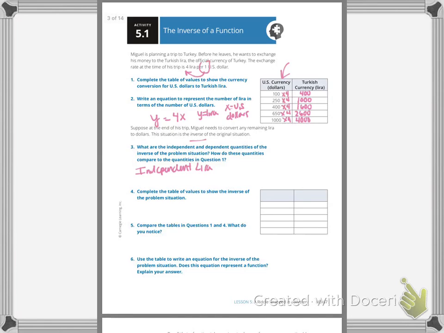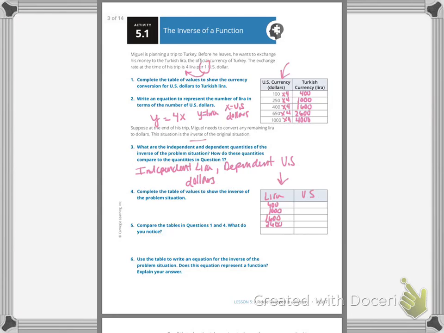Okay, and then dependent is going to be the US dollars, because in this situation, my US dollars are going to be affected by how much lira I have. So let's say we're going to say our lira here and our US. Okay, my lira right now is going to be 400. We had 1,000, 1,600.